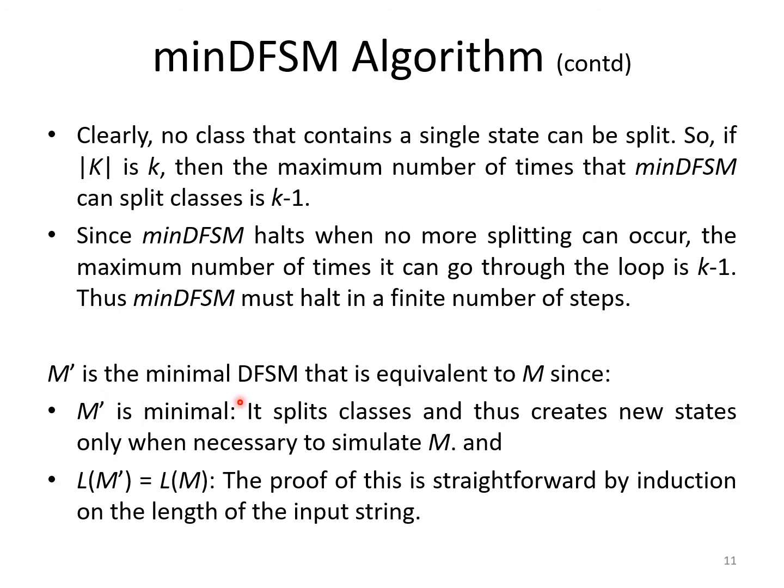M' is a minimal DFSM that is equivalent to M. Since M' is minimal, it splits classes and thus creates new states only when necessary to simulate M. And L of M' equals L of M. The proof of this is straightforward by induction on the length of the input string.